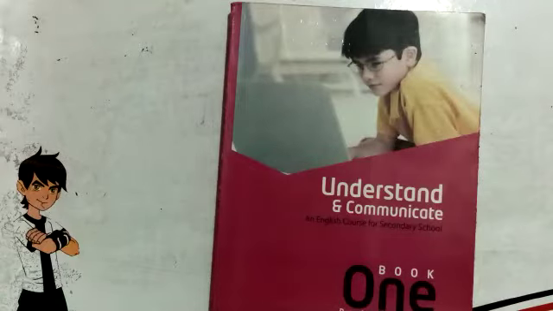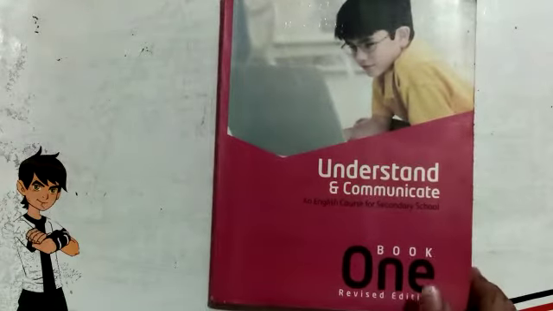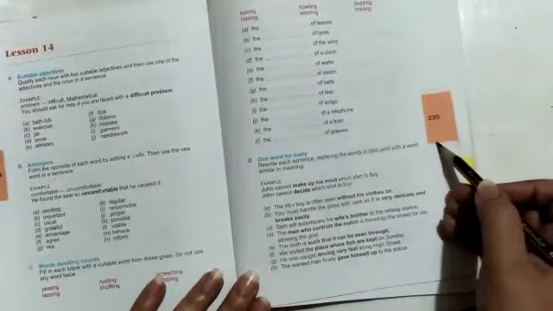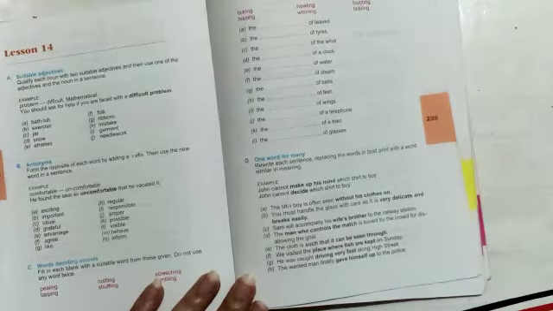This is your English class and today I'm going to teach you a topic from the book Understand and Communicate, Book 1. So here is the book and I'm going to open this book on page number 235, where we have a vocabulary topic, and that topic is "One Word for Many". So today I'm going to teach you this topic.